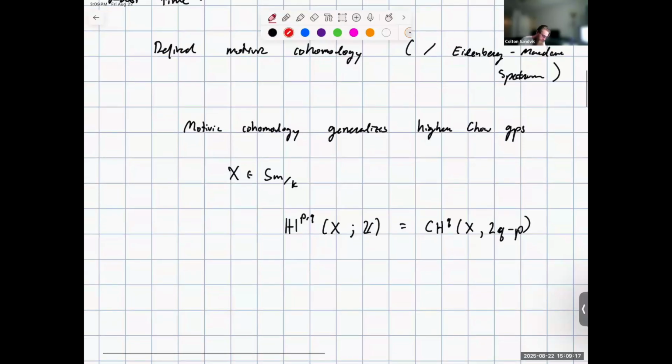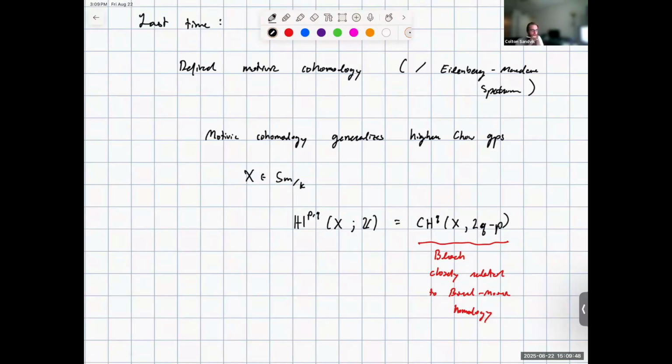I'll say that these higher Chow groups may not have been encountered in an intro to algebraic geometry course. They were introduced by Bloch, and they're closely related with Borel-Moore homology. Anyway, it's not the purpose for today, but I just wanted to recall some basic aspects of this idea.